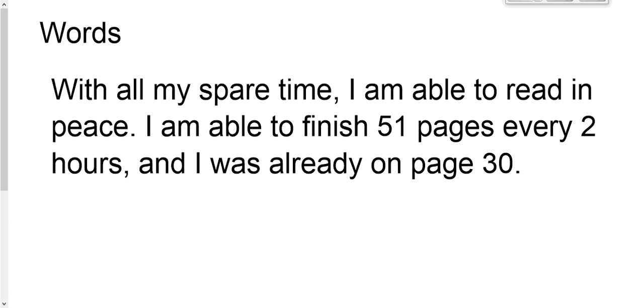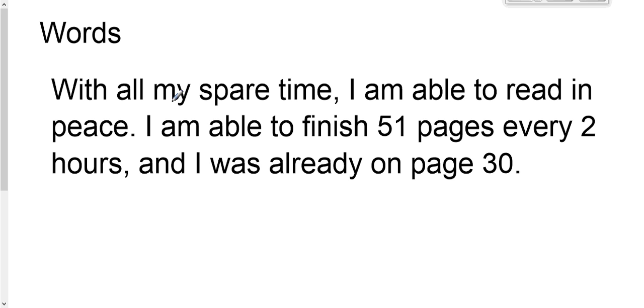Last thing is, what if it is written from words? If it's written from words, we can approach it the same way. We have to find our slope and everything like that. So with all my spare time, I'm able to read in peace. I am able to finish 51 pages every 2 hours, and I was already on page 30.